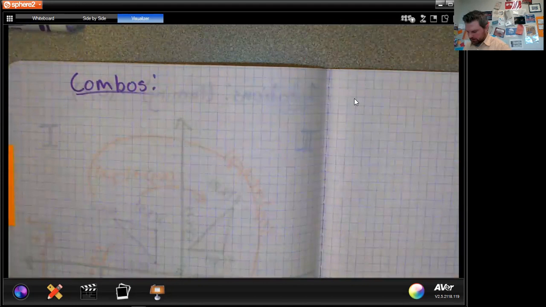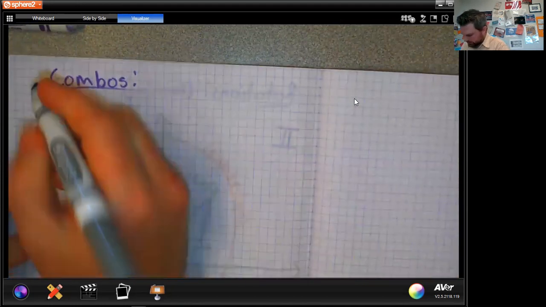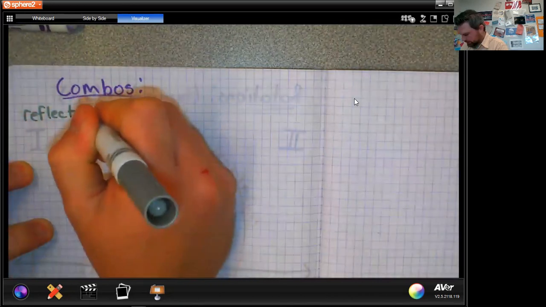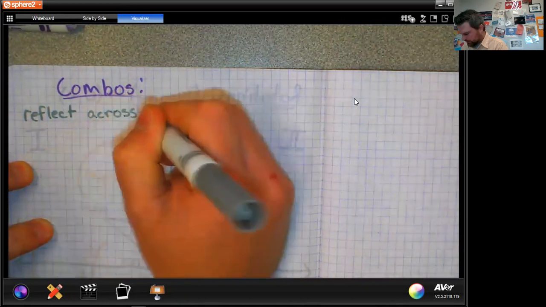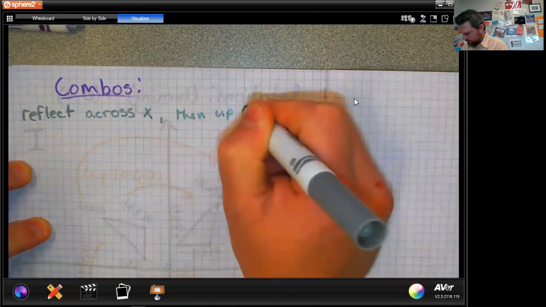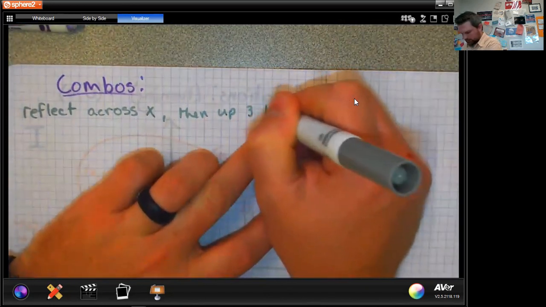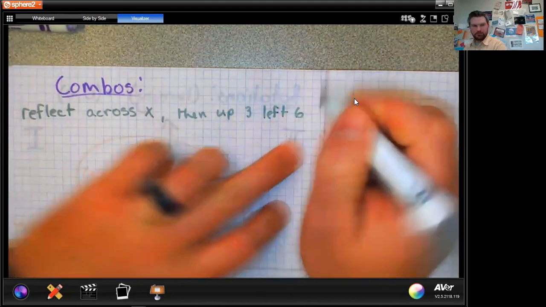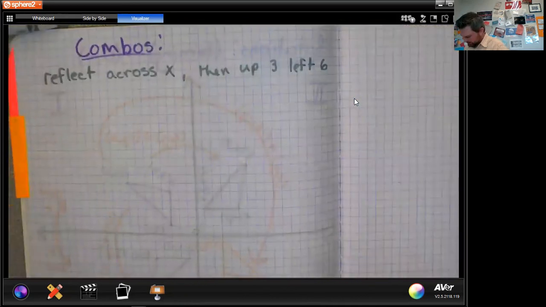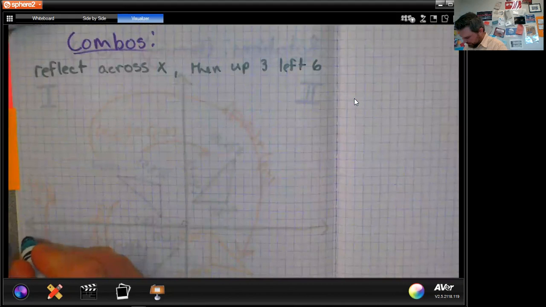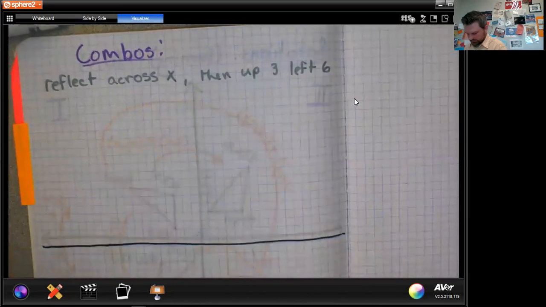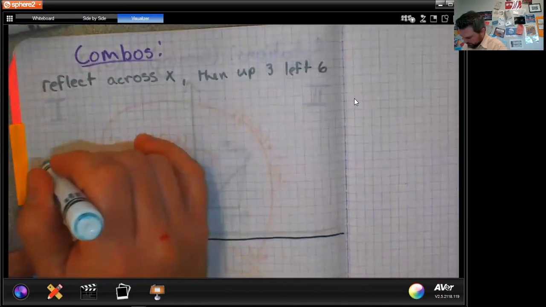The first combo we're going to look at is reflect across x, then up 3, left 6. I have an example that we're going to do with this. I'm going to go ahead and split my paper in half here. We'll do the second example down there. Draw a graph here.